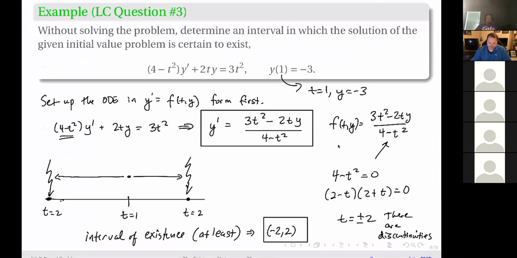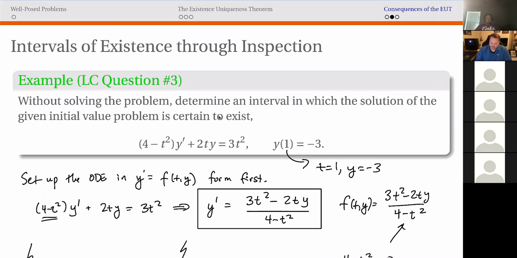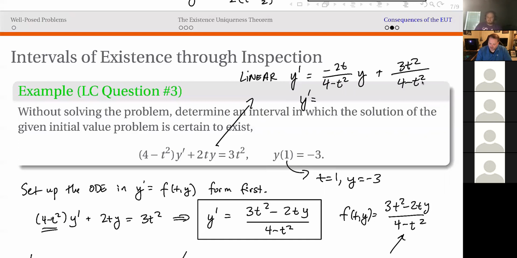But this equation is linear. This is a linear differential equation. In fact, if I write it in linear form, it's y prime equals -2t over (4 minus t squared) times y, plus 3t squared over (4 minus t squared). This is a linear equation. It's of the form y prime equals a of t times y plus b of t. That's a linear differential equation.